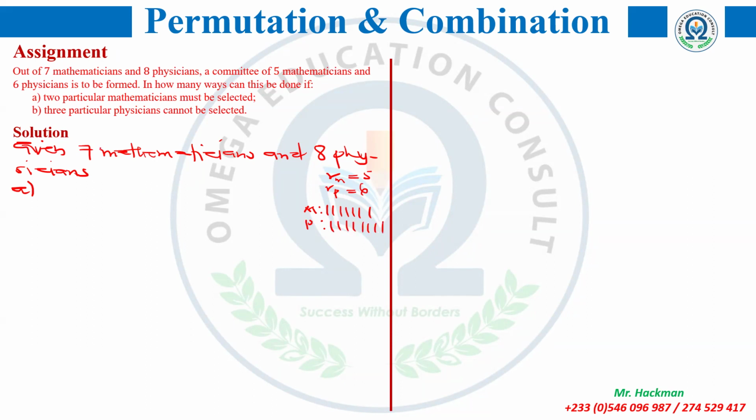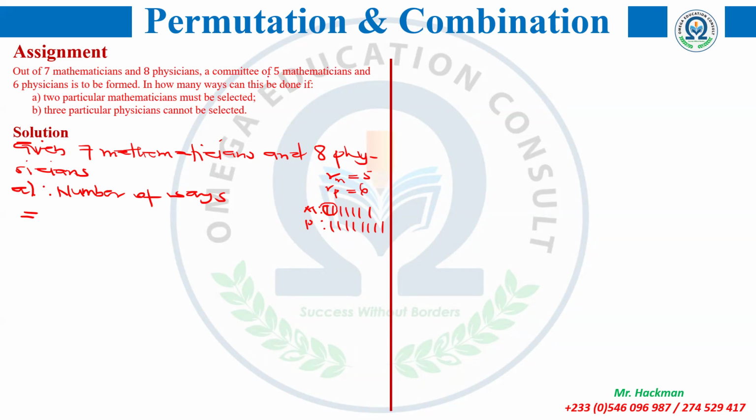If you read the question carefully for A, the condition is on mathematicians, so you have restrictions on mathematicians. Therefore, we are looking for the number of ways. Number of ways will be equal to, restriction on mathematicians, no restriction on physicians. We are told that 2 particular mathematicians must be selected. Assuming these 2 are the ones that must be selected, their selection is automatic. They are already selected. However, you need 5 mathematicians on the committee.